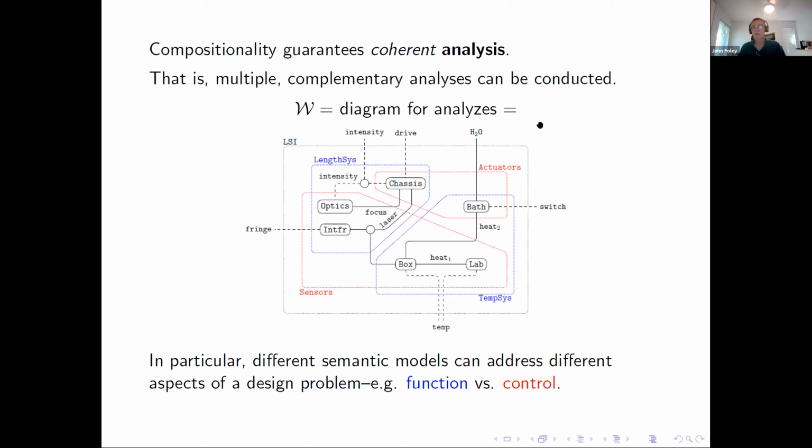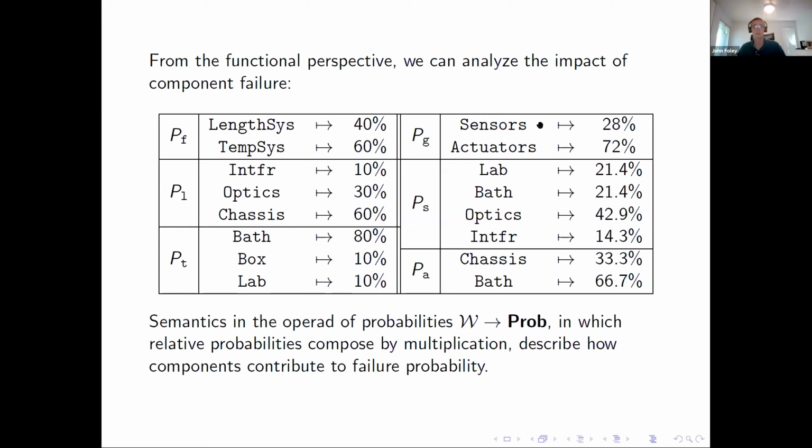And the nice thing about these perspectives is, though the syntax that you're using covers both of these ways of looking at your system, you can also use different semantics for these different aspects of your problem. And so what's described here very briefly is, from the functional perspective, you can describe how component failures bubble up into the system as a whole. So in this case, your semantics are describing relative probabilities of multiplication. So they're given here for the various morphisms, and then you know how they contribute to failure probabilities.